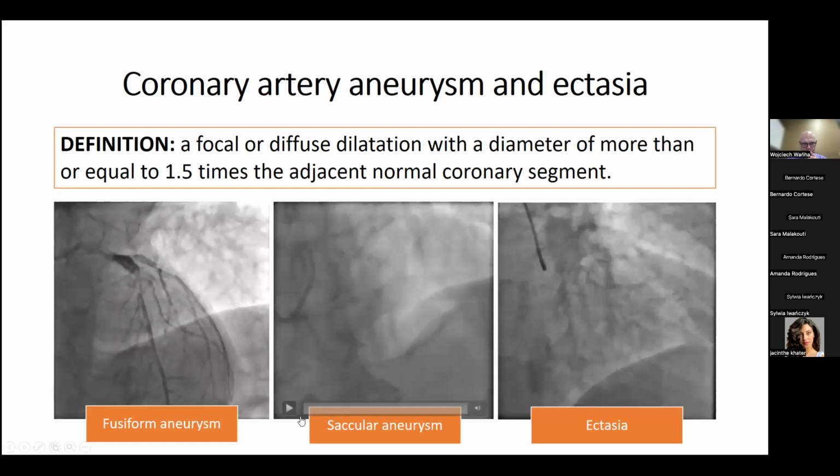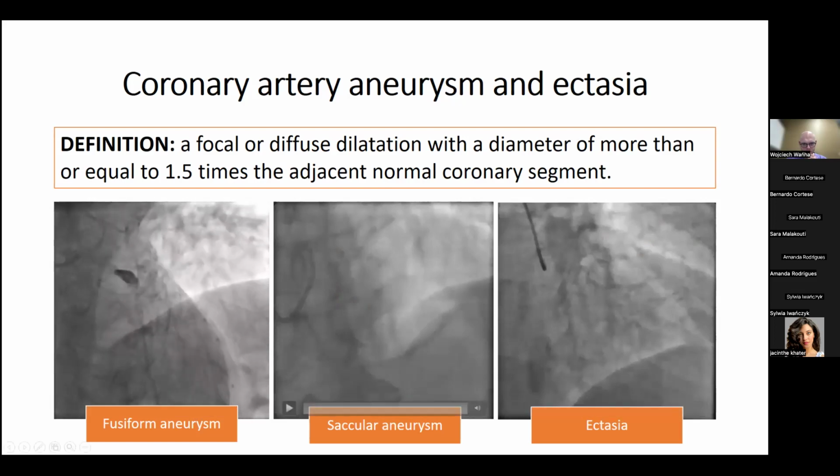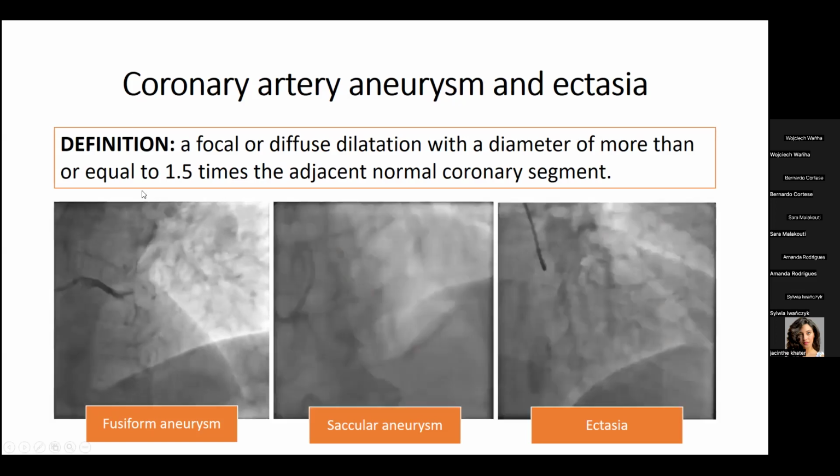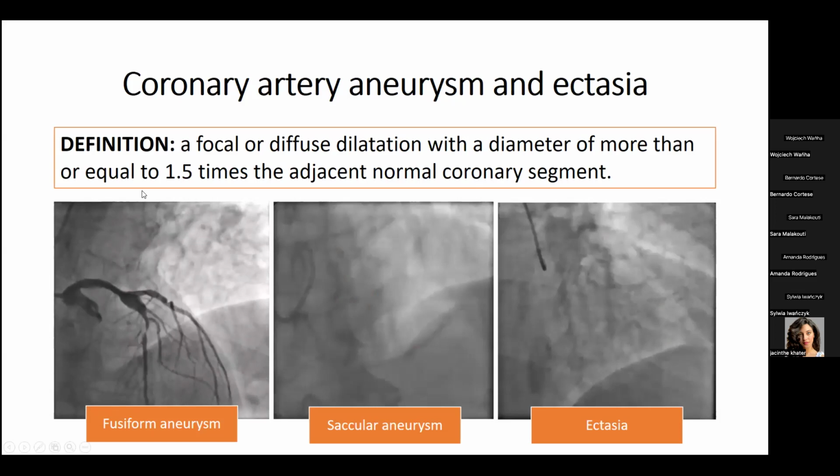The reference for the diagnosis of aneurysm is the lumen and not the vessel size. So we can speak about aneurysm if, according to the lumen reference vessel diameter, we have an ectasia of more than 1.5. Generally, the definition is based on the angiography, so we are talking about the lumen.